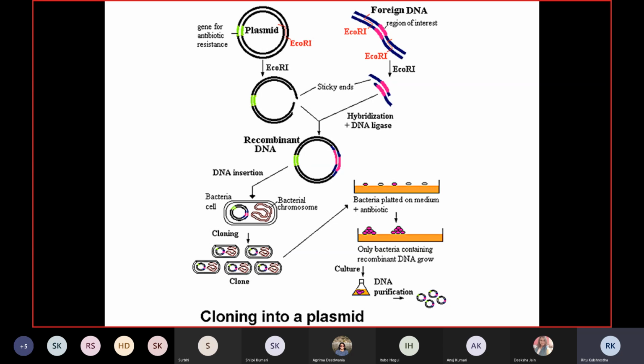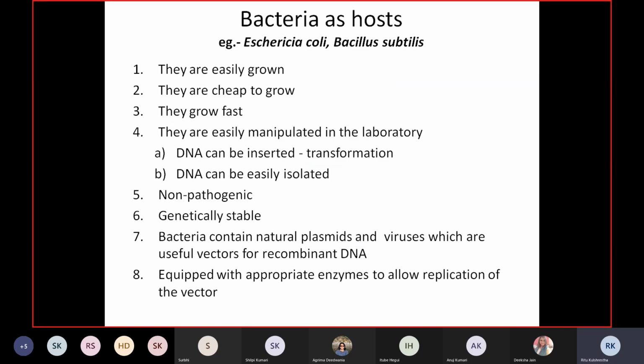So with all these points in mind, bacteria comes as a very good host strain, and in many cases bacteria is used as a host strain, be it in your lab for basic understanding or be it in the various industries. So why bacteria is preferred as a host strain, and later I'll come to why it is not preferred as a host strain in certain scenarios. But let's come to why it is preferred as a host strain.